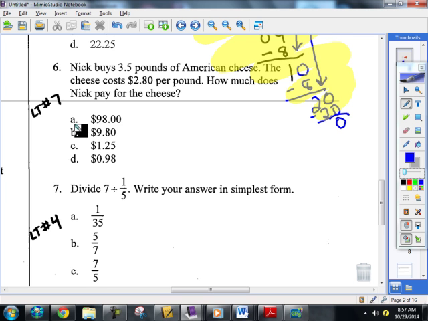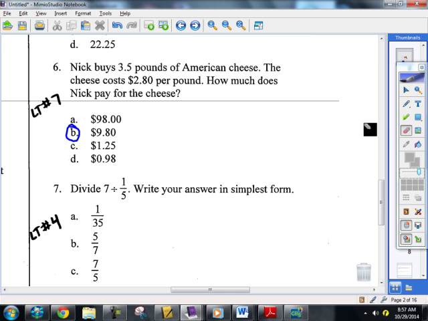This number 6 here is letter B. Go ahead and give yourself a check or an X. Mark it wrong if you got it wrong. Nick, by the way, and if you didn't show your work, it's wrong. So if you just knew the answer because we did this question before, then it's wrong. You had to actually show the multiplication of decimal times decimal algorithm.